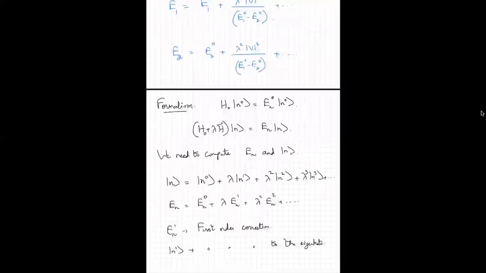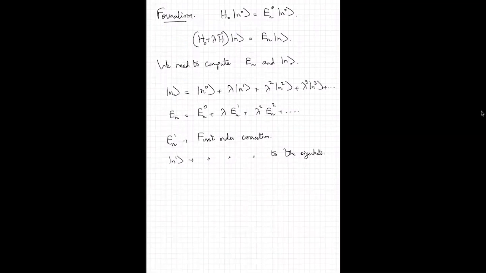So in the example here, I can write |1⟩ as the unperturbed ket plus lambda squared times the first order correction plus so on and so forth. In this case, there won't be any lambda correction, there'll be a lambda squared correction. And similarly for |2⟩. So that is what I'm writing in general.